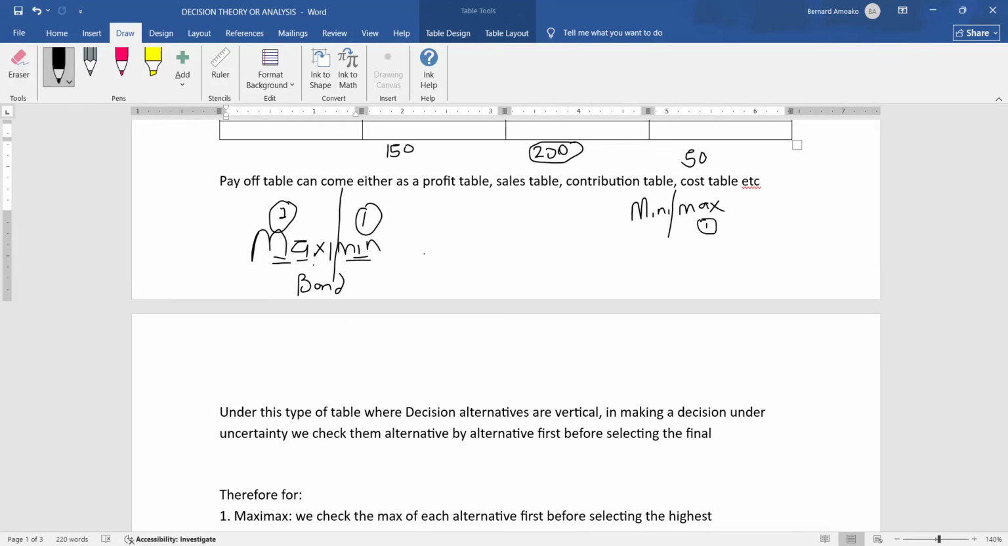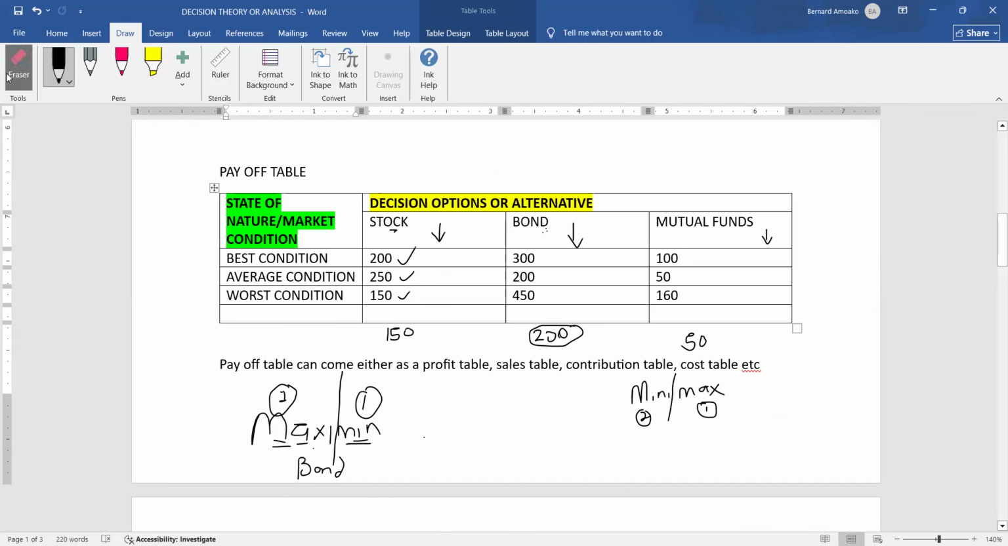Minimax. This comes first, followed by this. So quickly, we'll look out for the maximum values under each decision option. Decision option, stop. The maximum is 250. Decision option, bond. The maximum is 450. Decision option, mutual fund, maximum is 160. And the thing is minimax.